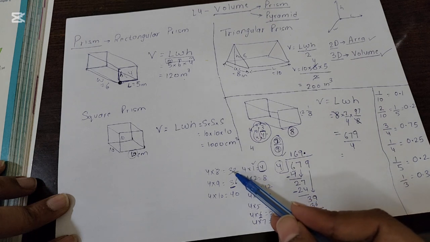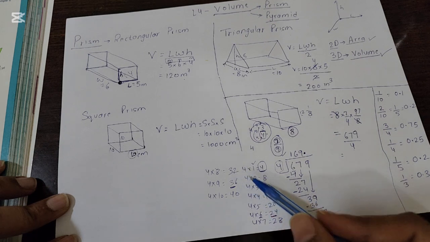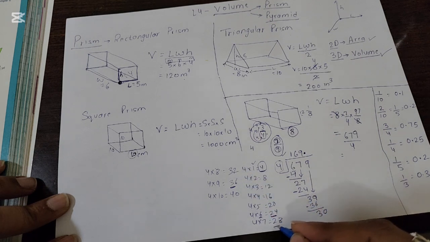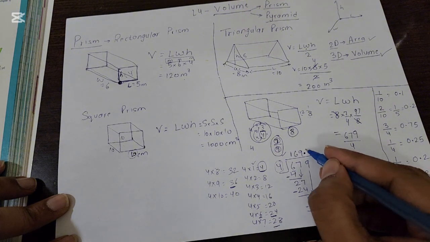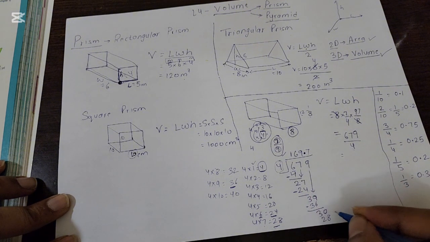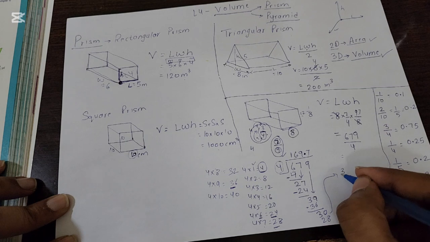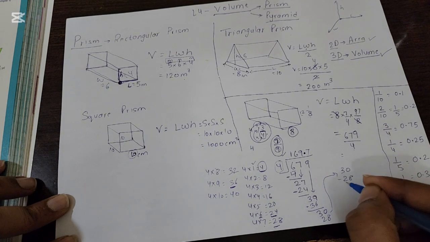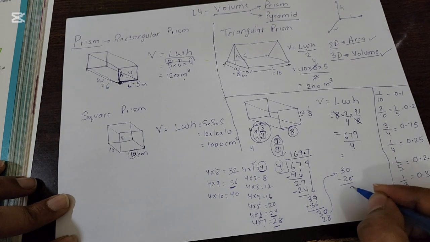Now check, there is no 30 here. From 28 we jump to 32. So what will I take again now? 28. 4 times how much? 7. 4 times 7, 28. I will carry it here, okay? 30 minus 28 will be 2.